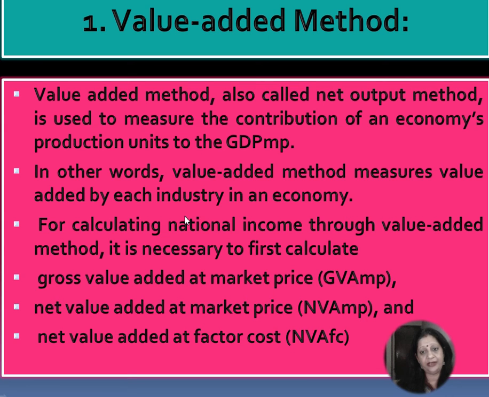In other words, value added method measures value added by each production unit in an economy. If anything is produced, how that produced commodity adds value to the income of a nation, that is known as the value added method. For calculating national income through the value added method, it is necessary to first calculate gross value added at market price, net value added at market price, and net value added at factor cost.